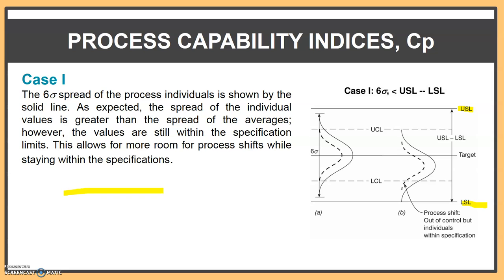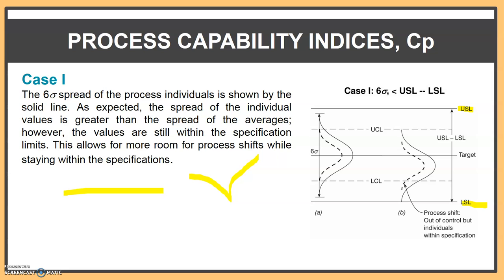The value is still within the specification limit. This allows more room for the process to shift away while staying within the specification. That means your process tolerance is within your customer tolerance, so your process is capable of producing your customer requirement.